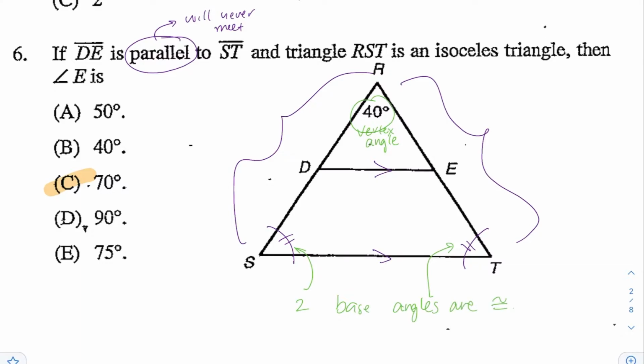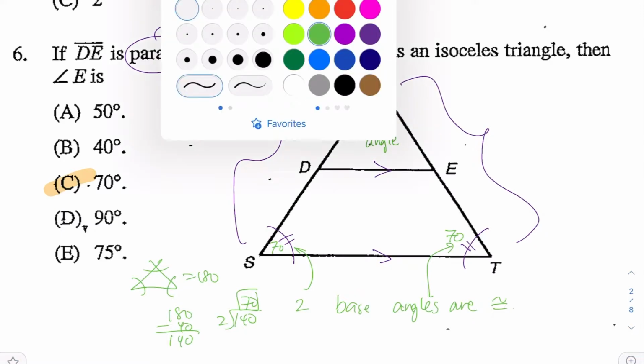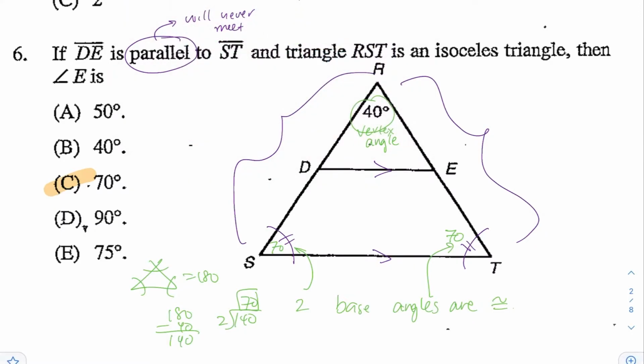You can use the vertex angle to find the two base angles, which are equal or congruent. So you know that a triangle adds up to 180. So you'll do 180 minus 40. That's equal to 140. And once you do 140 divided by 2, you get that each of these angles has to be 70 degrees. Once you know that angle S and angle T is 70 degrees, because you have parallel lines, you can actually use the fact that this angle here, angle RED, is equal to angle T. And that's because these are corresponding angles.